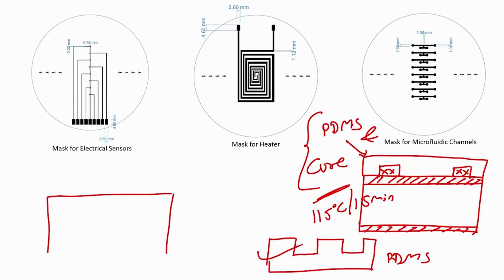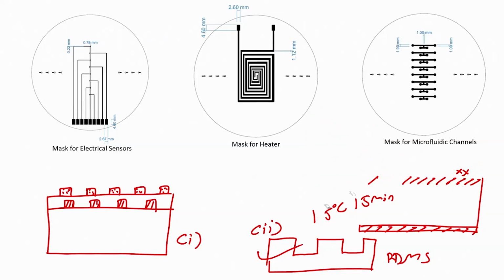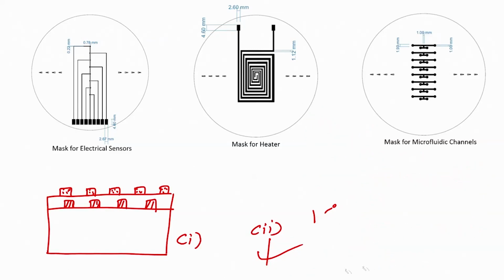a glass wafer with heater and interdigitated electrodes, right. And you have PDMS. So, this is 1 and this is 2, correct. These 2 things you have. So, let me just rub this down. Now, we know how you can create PDMS, right.